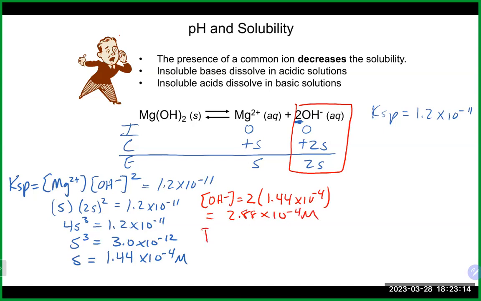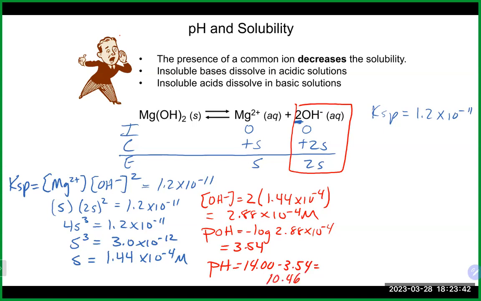That would allow me to calculate the pOH, which would be minus the log of 2.88 times 10 to the minus 4. We do the little log action there. It's going to give us a pOH of 3.54. Subtracting from 14 will give me the actual pH of the solution at this point. And if I do that, the pH of this solution is approximately 10.46.